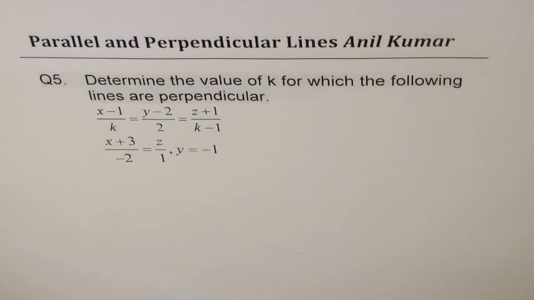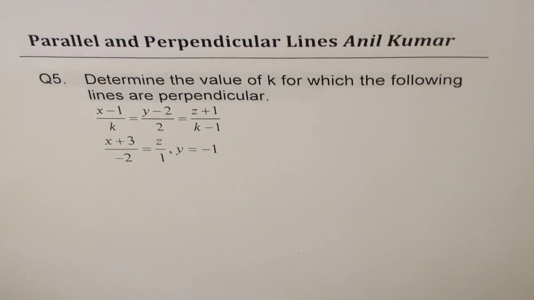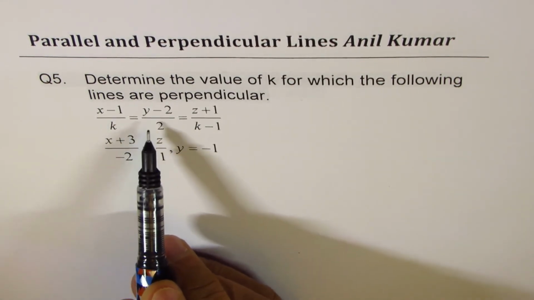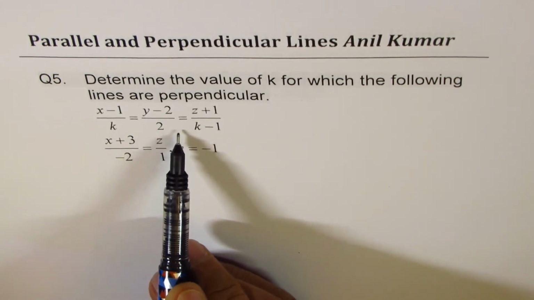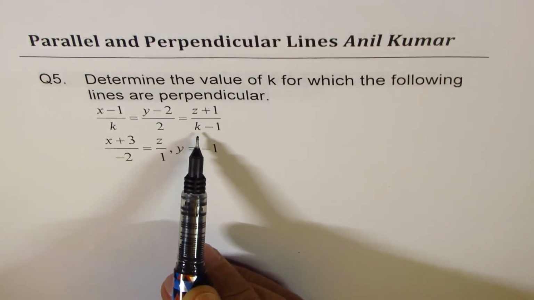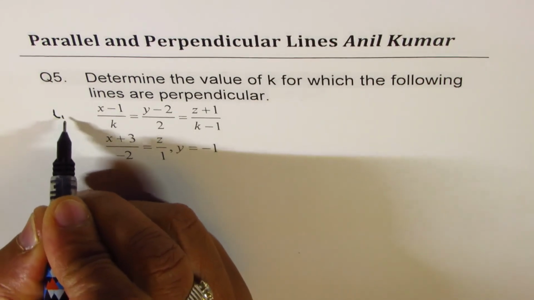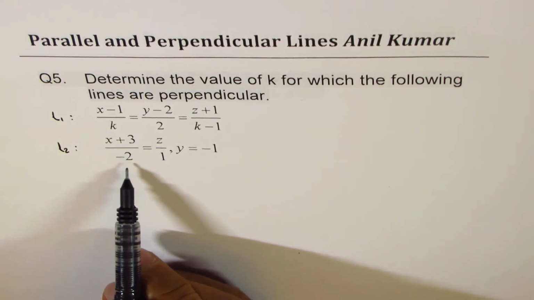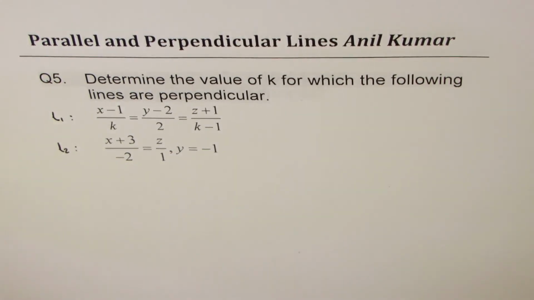Okay. We are almost at the end of the video. Here's question number 5. Treat this as your test question. Determine the value of k for which the following lines are perpendicular. (x minus 1) over k equals (y minus 2) over 2 equals (z plus 1) over (k minus 1). So that's line 1 for you. And line 2 is given to you as (x plus 3) over minus 2, z over 1, y equals minus 1. You can pause the video, answer the question, and then look into my suggestions.